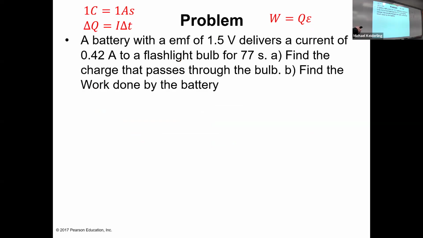Now, a battery with an EMF or voltage of 1.5 volts delivers a current of 0.42 amps to a flashlight bulb for a time of 77 seconds. First, we want to find the charge that passes through the bulb, and second, we want to find the work done by the battery. The work done by a battery is going to be delta charge times EMF. I'll give you a little while to work on this one as well.